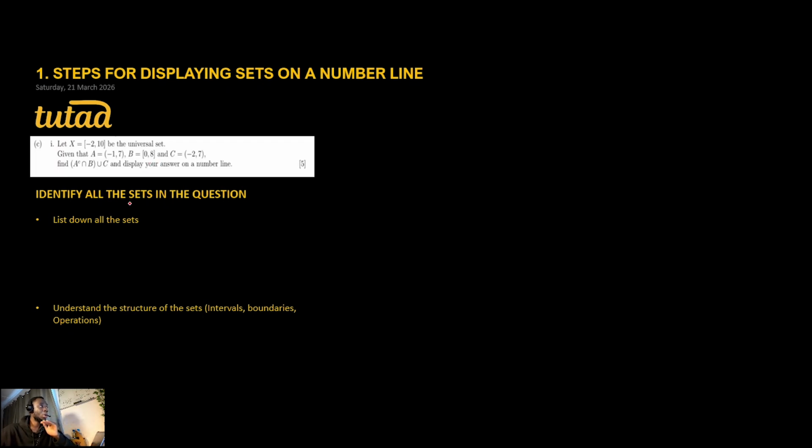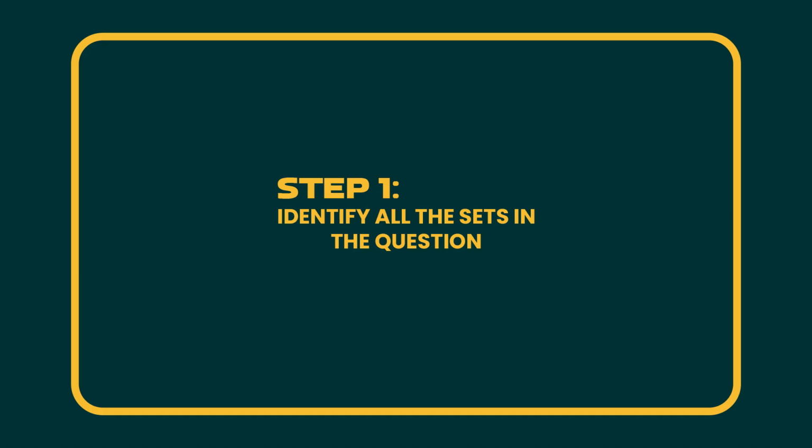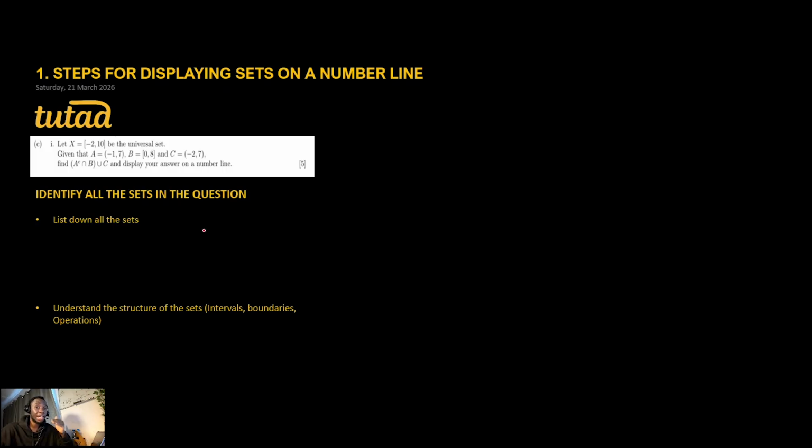So the first step that we're going to take in order for us to display the set A complement intersection B union C on the number line is to identify all the sets in the question. And to help us identify all the sets in the question, we're first going to list down all the sets. The reason why we are listing down all the sets in this question is because we want to have a clear picture of all the information we've been given in this question. When we have a clear picture of the information that we have, it becomes easier for us to arrive at the solution that we are looking for, which will eventually help us display the set A complement intersection B union C on the number line.